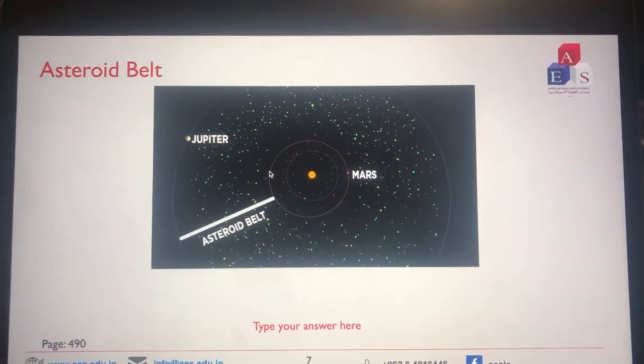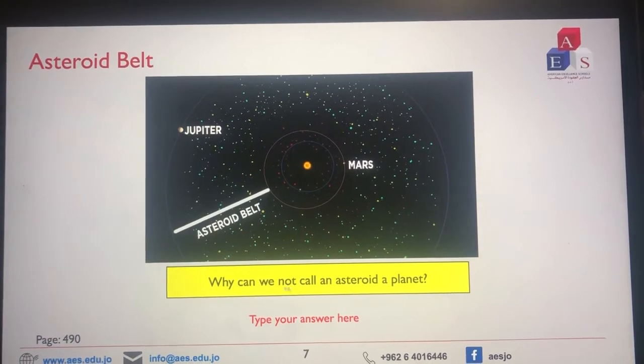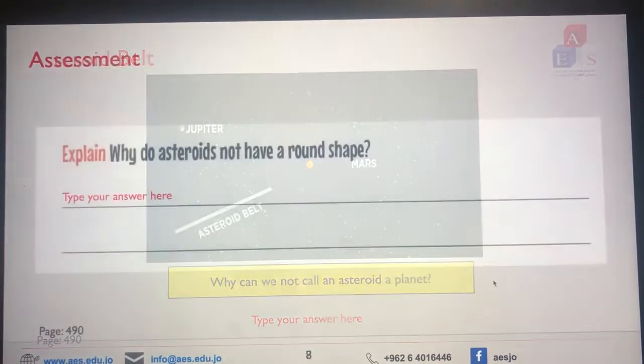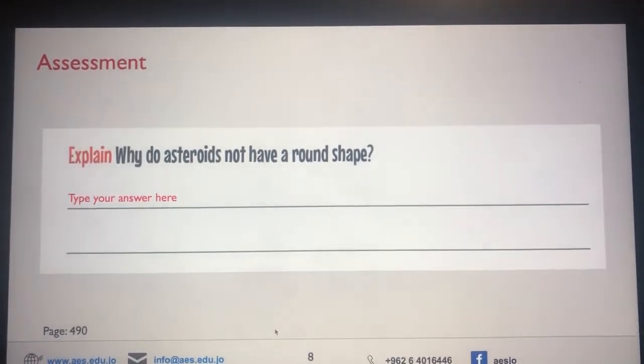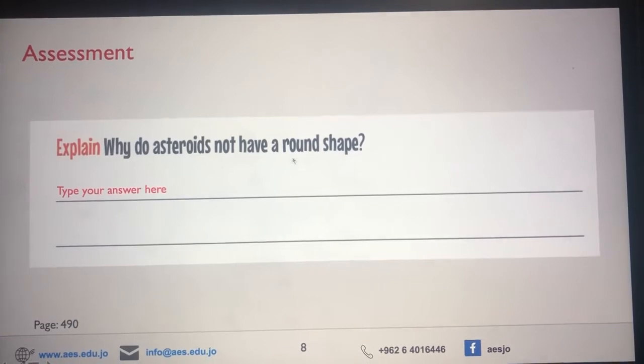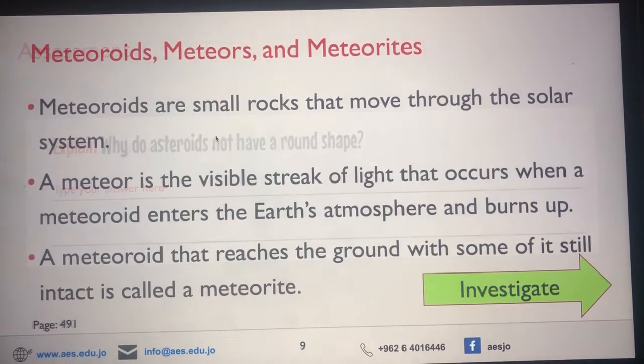So based on this information and from your book, why can we not call an asteroid a planet? Please type your answer. So on page 490, you'll see a question that asks, why do asteroids not have a round shape? Please type your answer below.